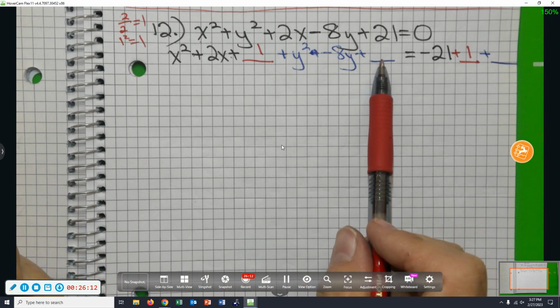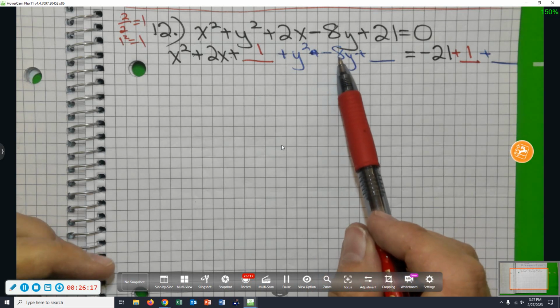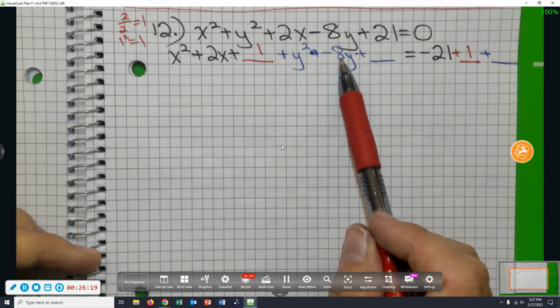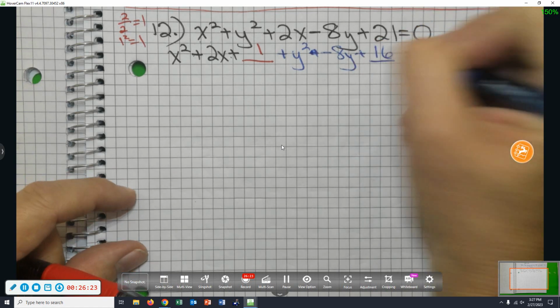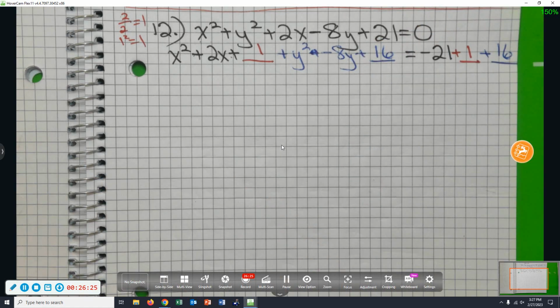What's going to go in the blue blank? 16, I agree. You took half of 8. Half of 8 is 4. And then 4 squared is 16, so I agree. 16 and 16.